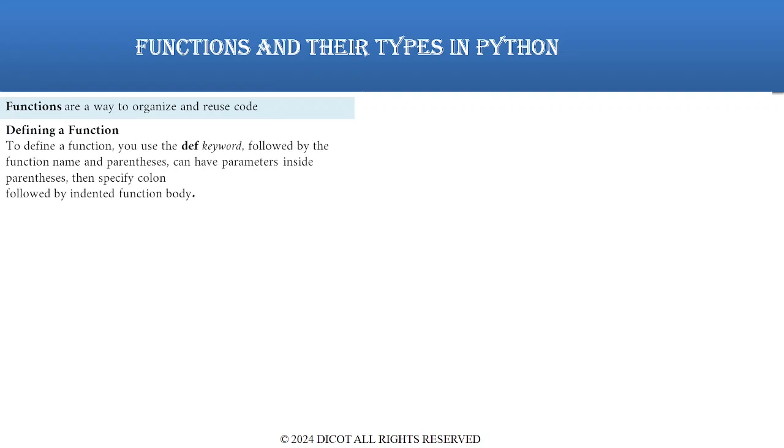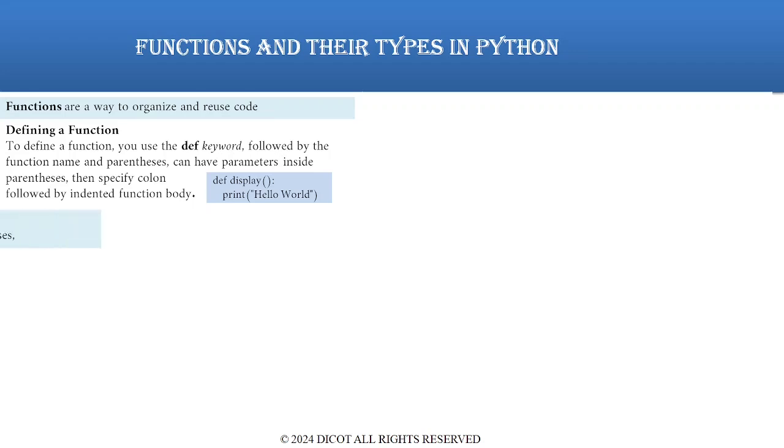Defining a function. To define a function, you use the def keyword, followed by the function name in parentheses. Inside the parentheses, you can specify parameters that the function can accept. Then, you use a colon to indicate the start of the function body, which is indented. You can see this example. Display is the name of a user-defined function without any parameters. Inside the body it is calling a built-in print function to display the string hello world.